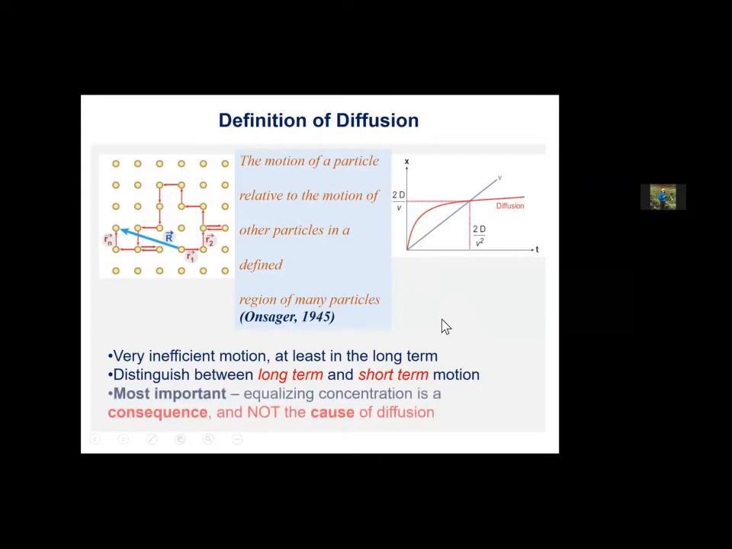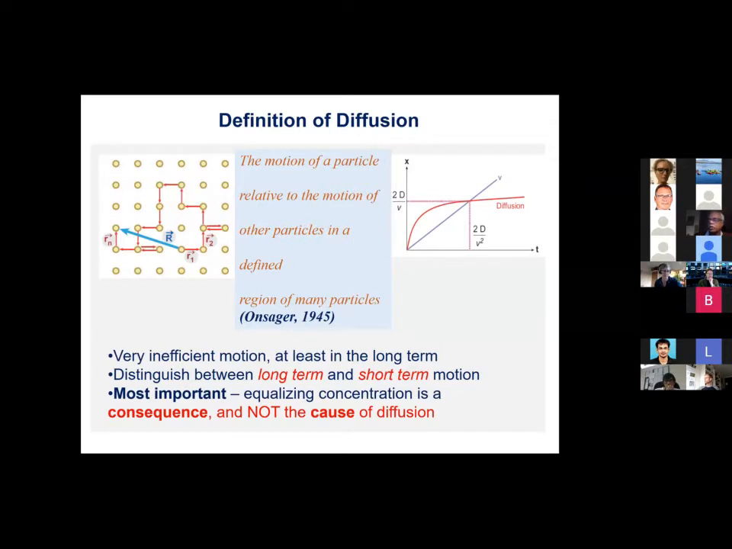And the final point I want to make on this slide, which is very important, is that this has got nothing to do with equalizing concentration. That's a consequence of all this random motion that's going on, of these atoms that are swinging around. It is not that you do not have diffusion if you do not have concentration gradients. It's the other way around. You always have diffusion. Whether you are equalizing a concentration gradient or not depends on that.